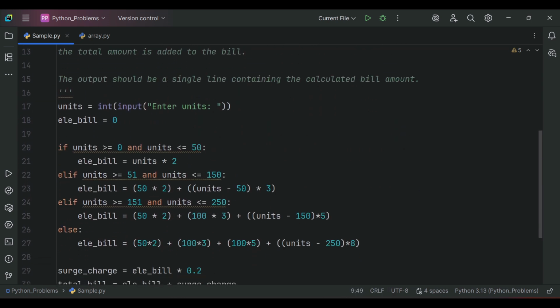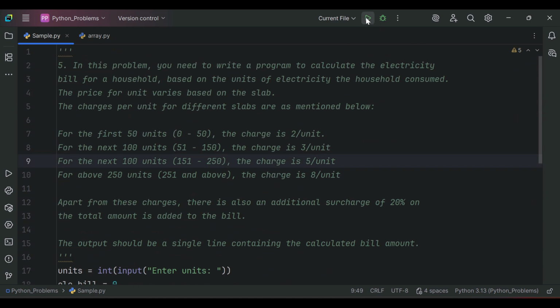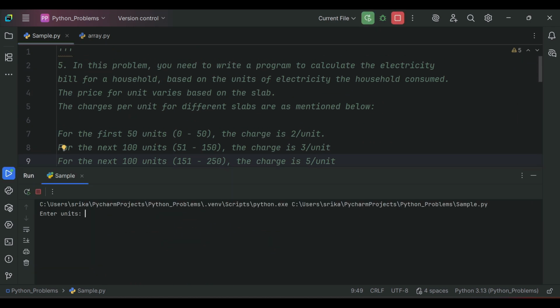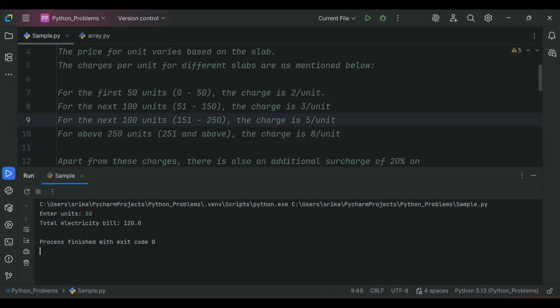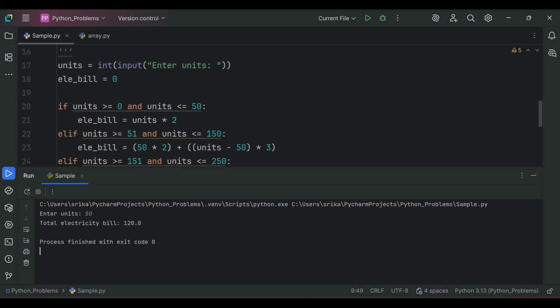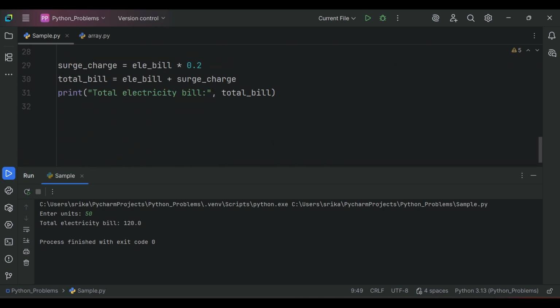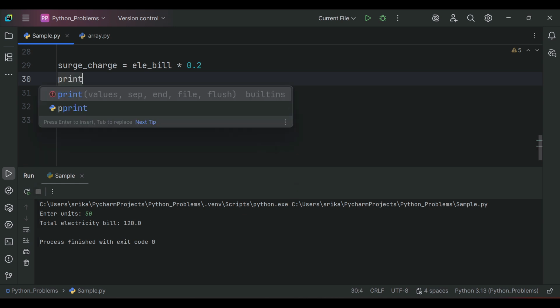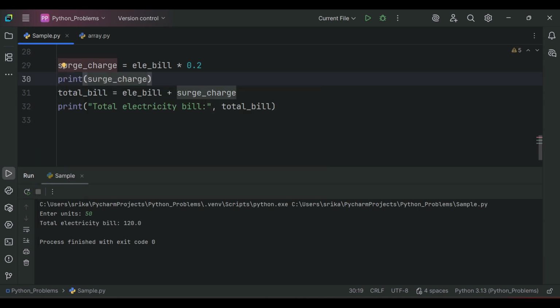I will show you practically. I'm running this program. First I am giving 50 units, which comes under the if condition. That's why the electricity bill is 50 into 2 rupees, which is 100 rupees, but a 20% additional charge is there, that is 20 rupees, total 120 rupees. Here I will print the surge charge also.